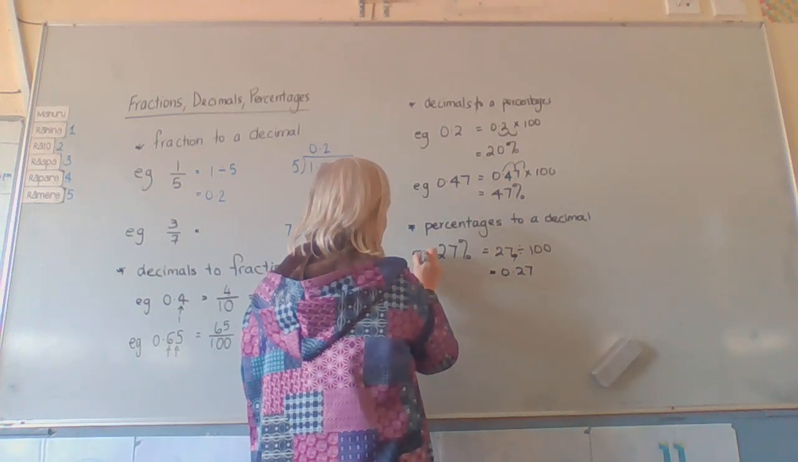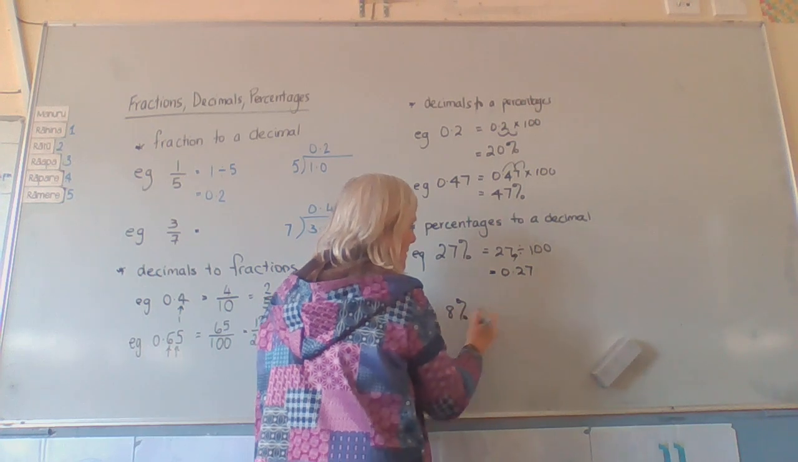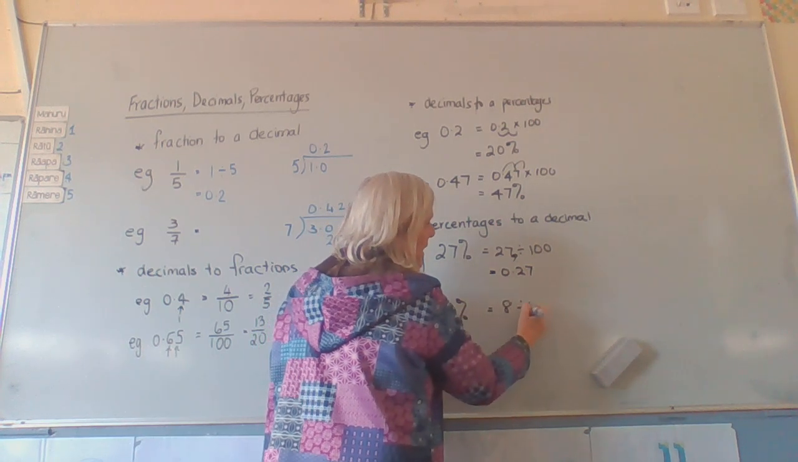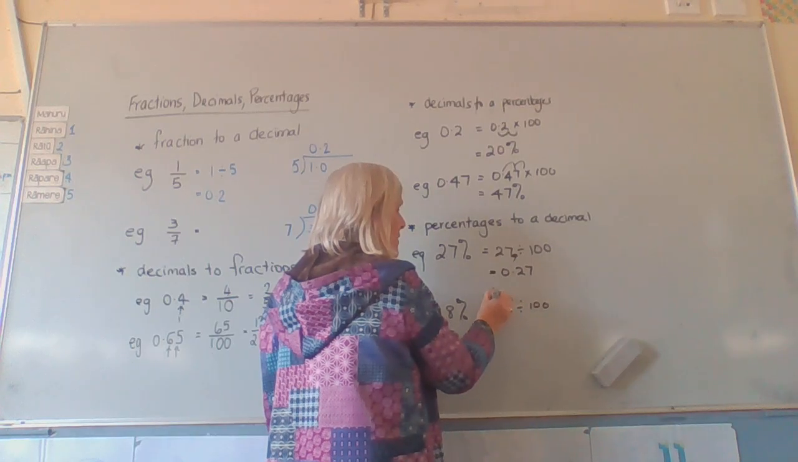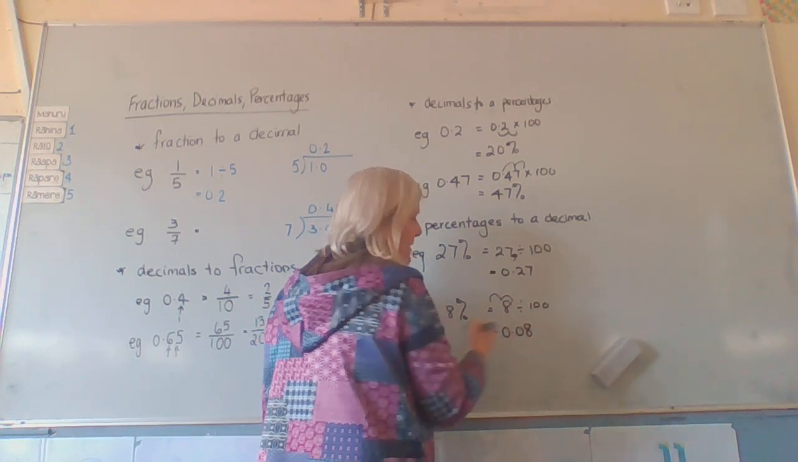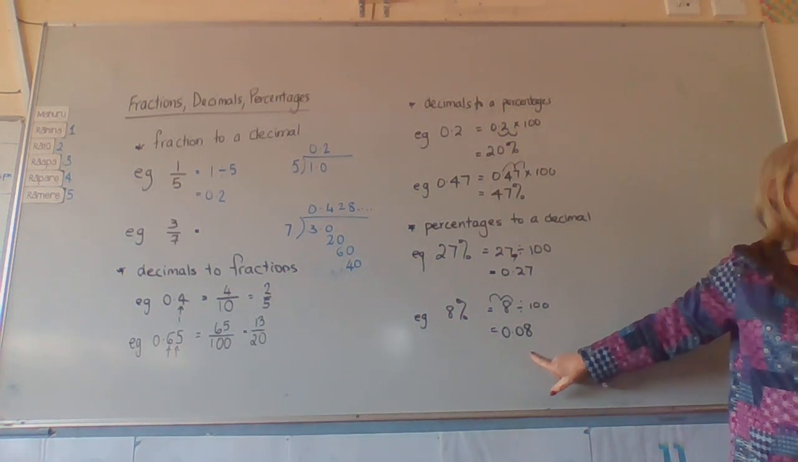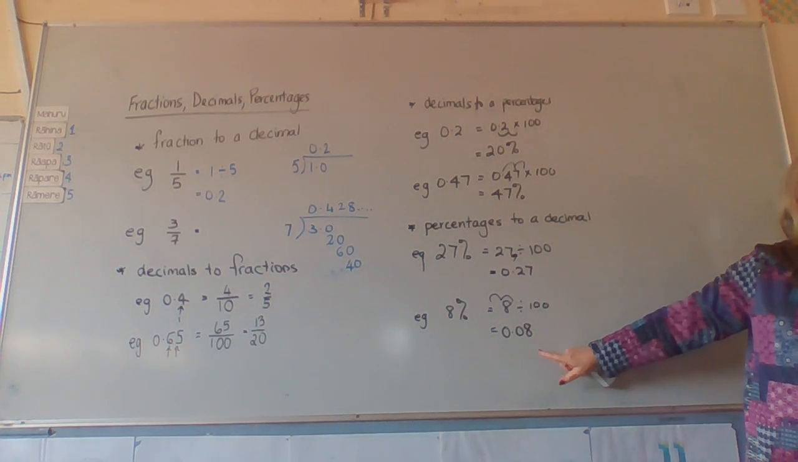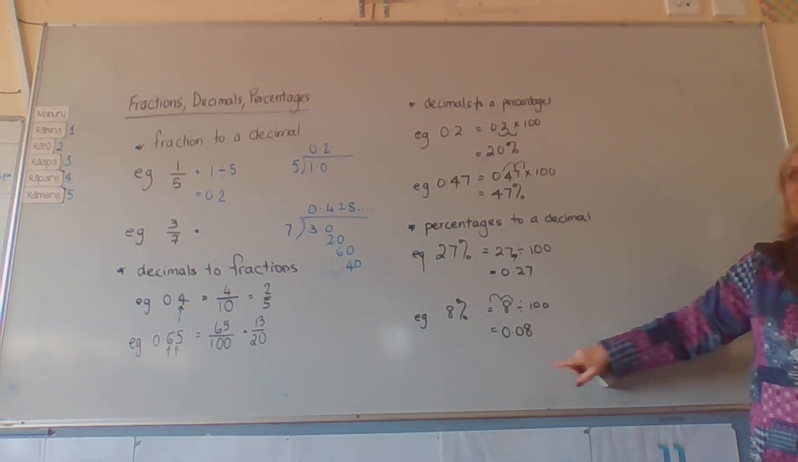Or if it was 8%, 8 divided by 100, moving the decimal point twice, 1, 2, we have to add a 0, 0.08. That one's a common one to get wrong because people want to write 80%. 80, sorry, 0.8 instead. 0.8 is 80%.